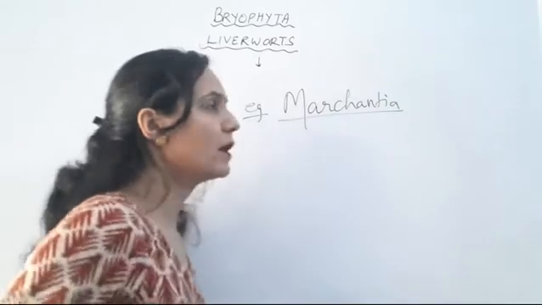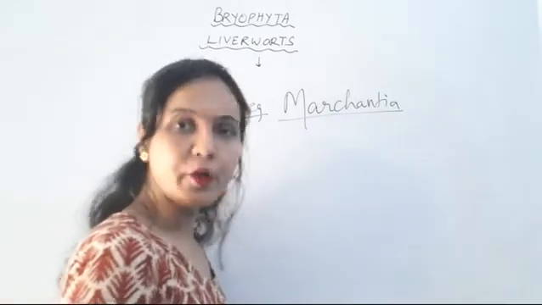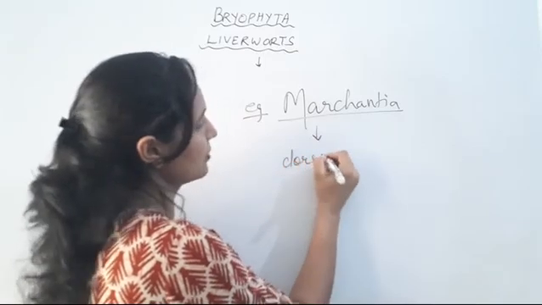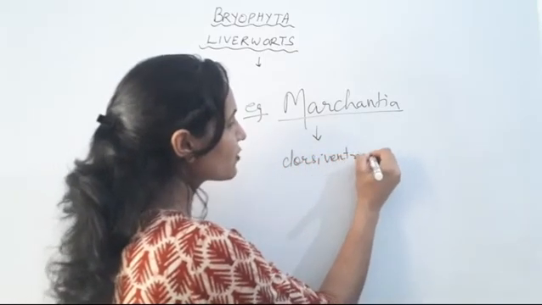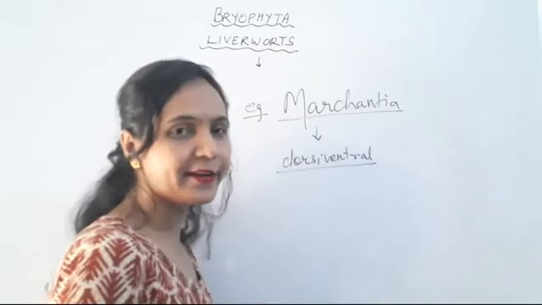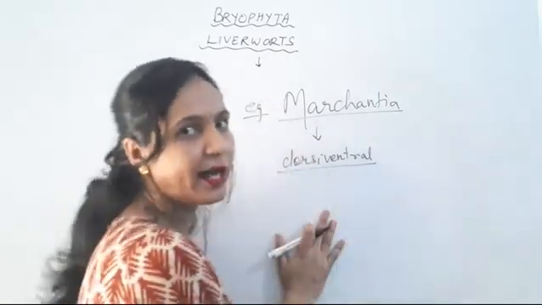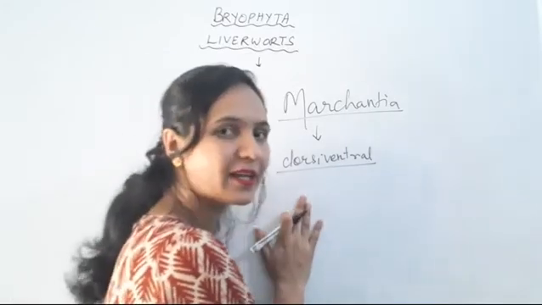This is a liverwort which is present in the bryophytes. And it has a dorsiventral structure. Dorsiventral structure means you can easily identify which is the dorsal view and which is the ventral view of the thalloid. It can be clearly visible.